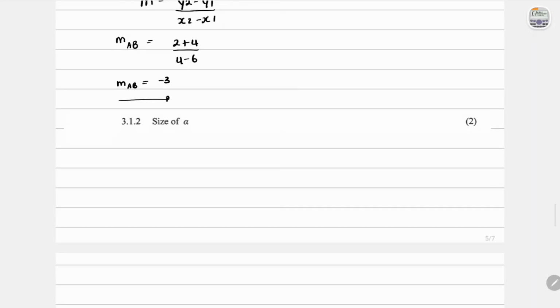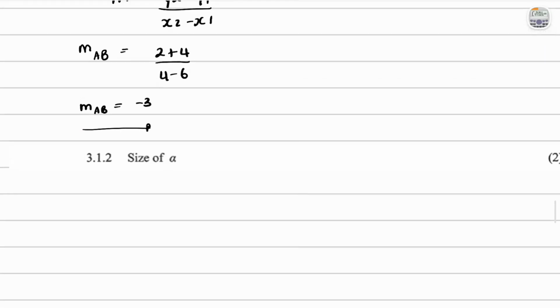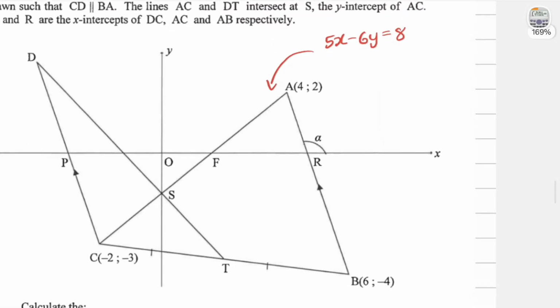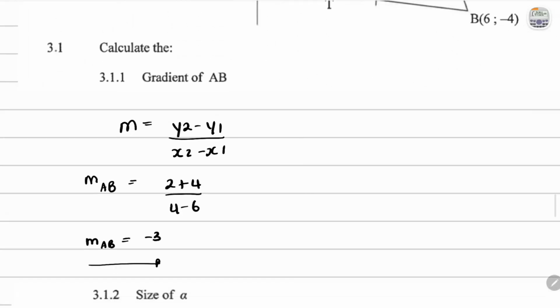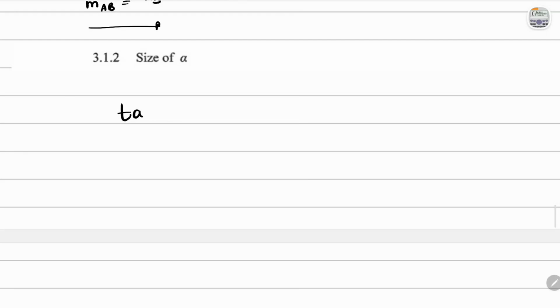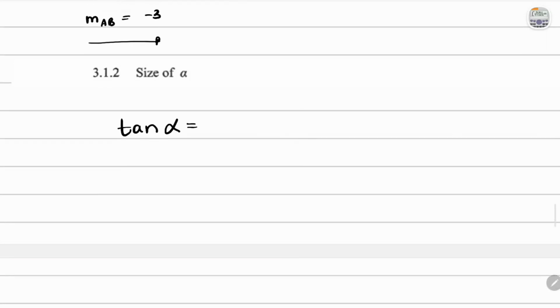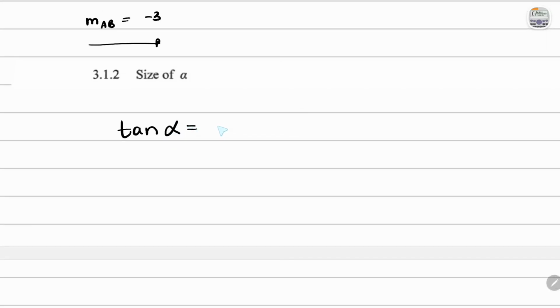And 3.1.2, of course, they're asking us for the size of alpha. Remember that we have the gradient now of this line AB. This is the angle of inclination of AB. So use the angle of inclination formula, which is that tan of your angle, we'll just call it alpha straight away, is equal to the gradient. So the line we're referring to is AB. So tan alpha is equal to the gradient of AB, which is -3. And so we can find alpha like this. Alpha is equal to the inverse of tan, so that alpha can be on its own, which looks like this.